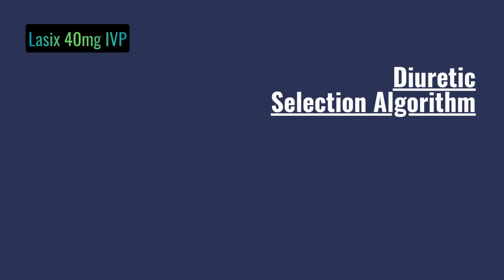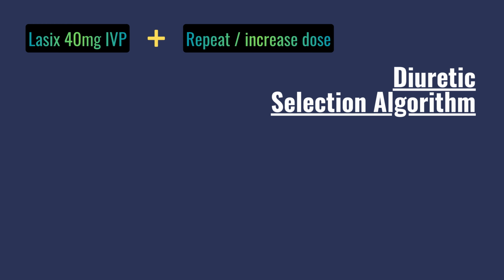If the patient responds well and we are hitting our fluid balance goals, then we can just continue using that. But sometimes patients don't respond as well as we would like, or they are already in a state of acute kidney injury. In that case, we can repeat doses and or increase the doses.